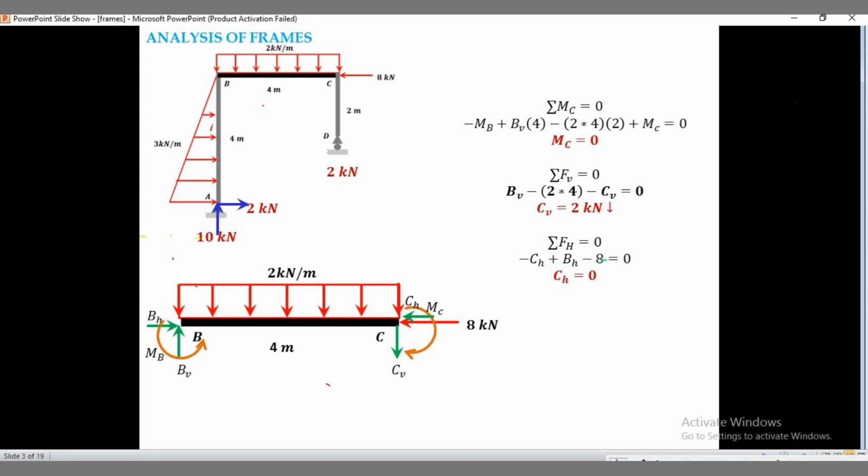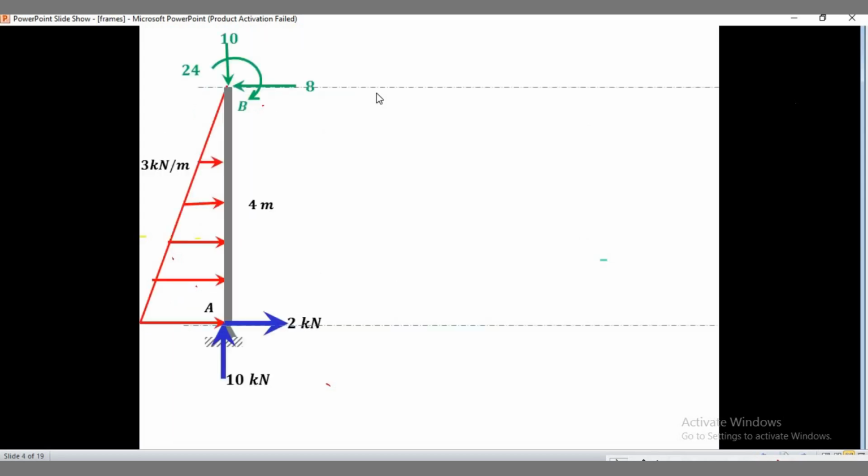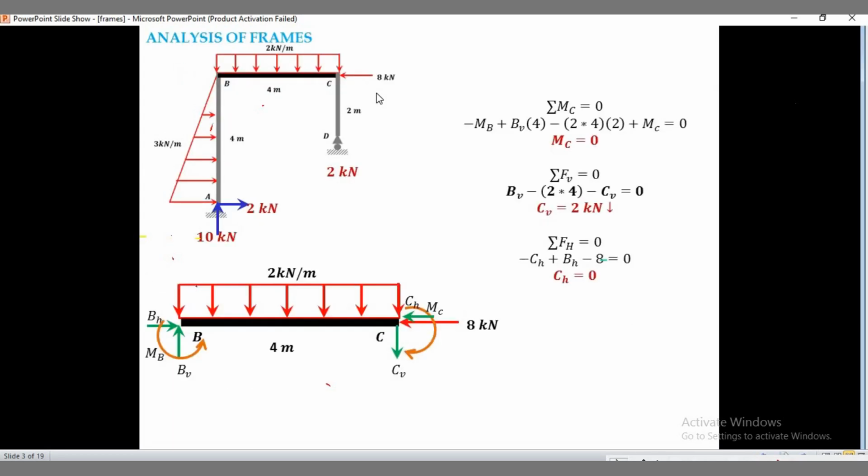After analyzing BC, I move to another member, member CD. Again, when you consider CD, always, when you transfer CV, CH, and MC, use the same magnitude but opposite direction.